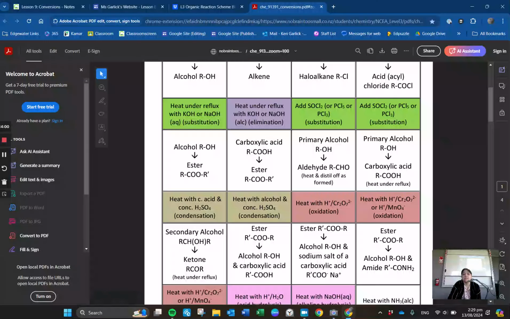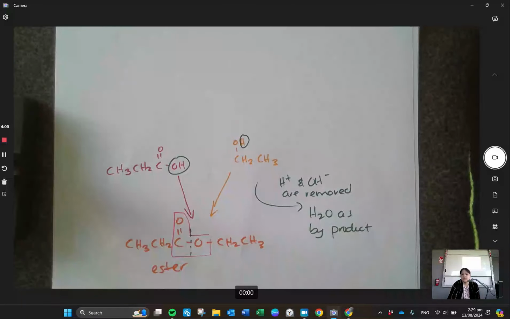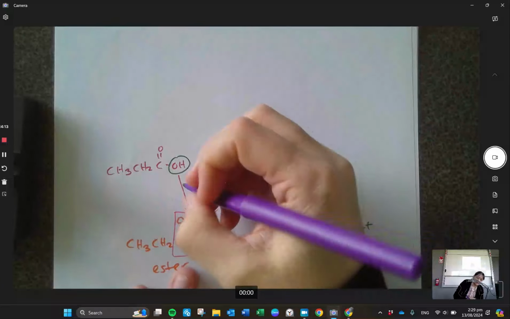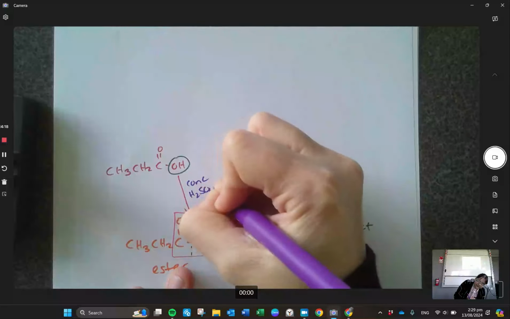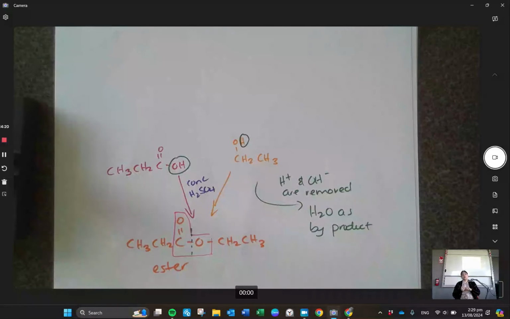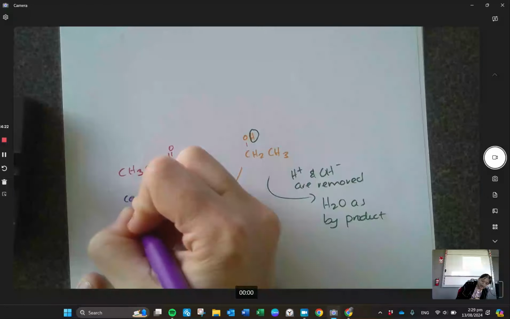Neither is the right option, because you see, if you have the alcohol, then you're going to need a carboxylic acid. If you have the carboxylic acid, then you need the alcohol. So for that reaction to occur, the substance I need is concentrated sulfuric acid. And we classify that as a condensation reaction.